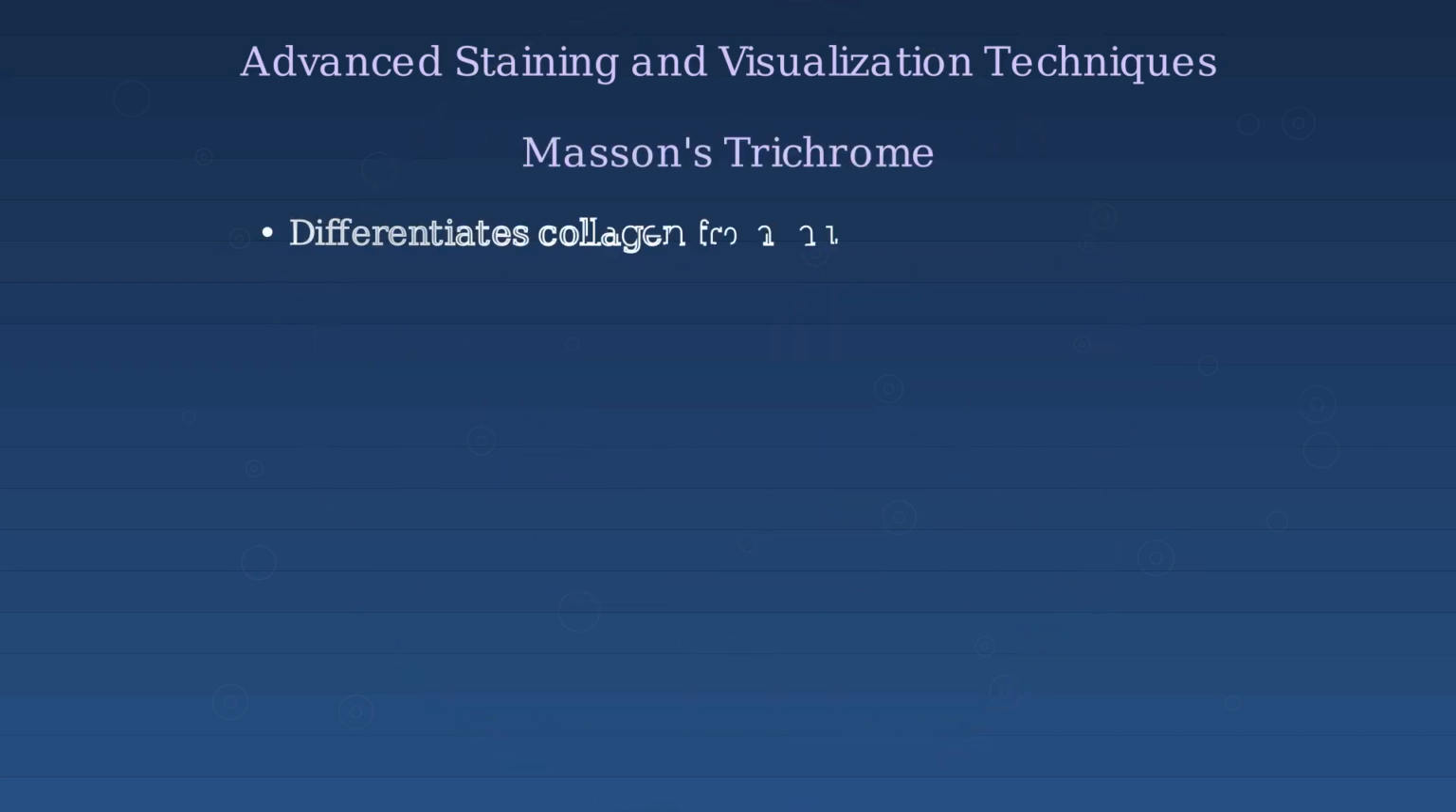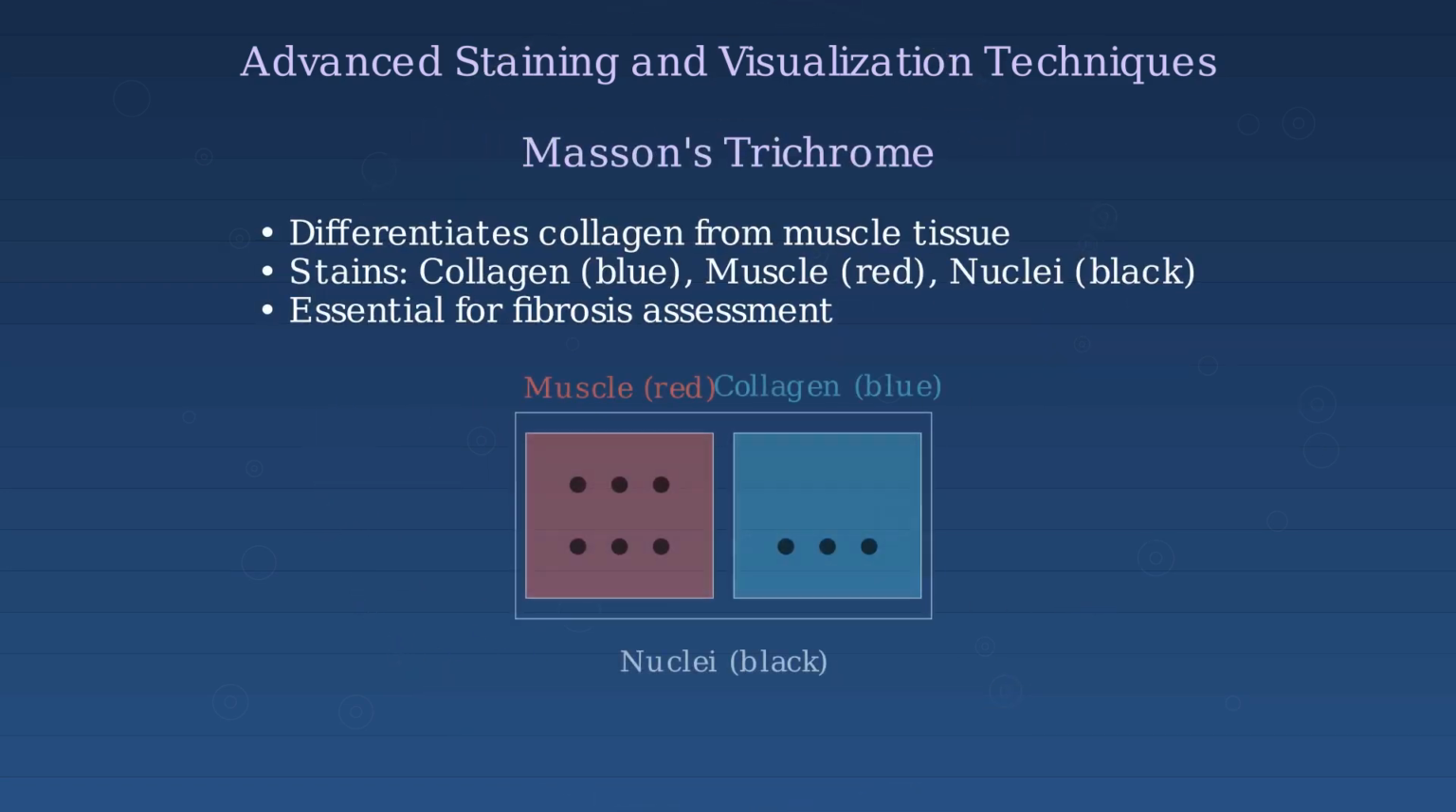Masson's trichrome is a three-color staining technique that distinguishes collagen fibers from muscle tissue. Collagen appears blue, muscle fibers stain red, and cell nuclei are dark brown or black. This stain is crucial for evaluating fibrosis in liver, heart, and other organs.